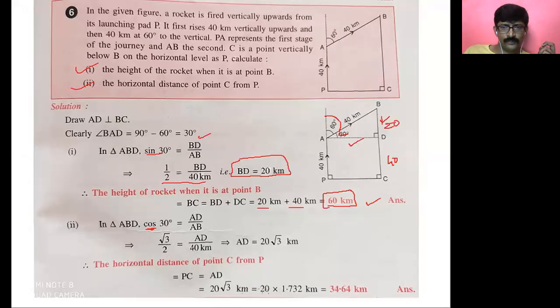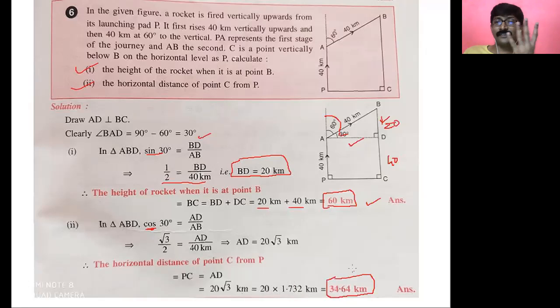Substitute this root 3 value, so it will become 20 into 1.732. Just shift this 0 and cancel it. So it will become 34.64 kilometers. So the horizontal distance of point C from point P will be 34.64 kilometers. I hope you understood, guys.